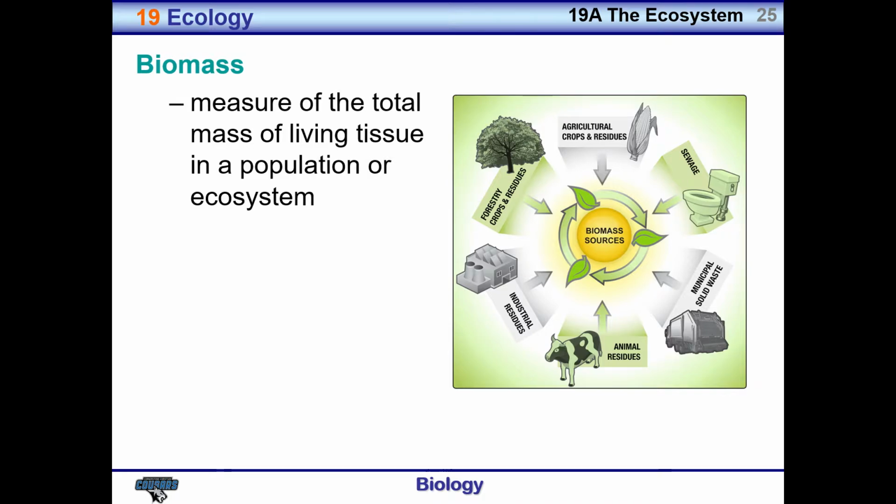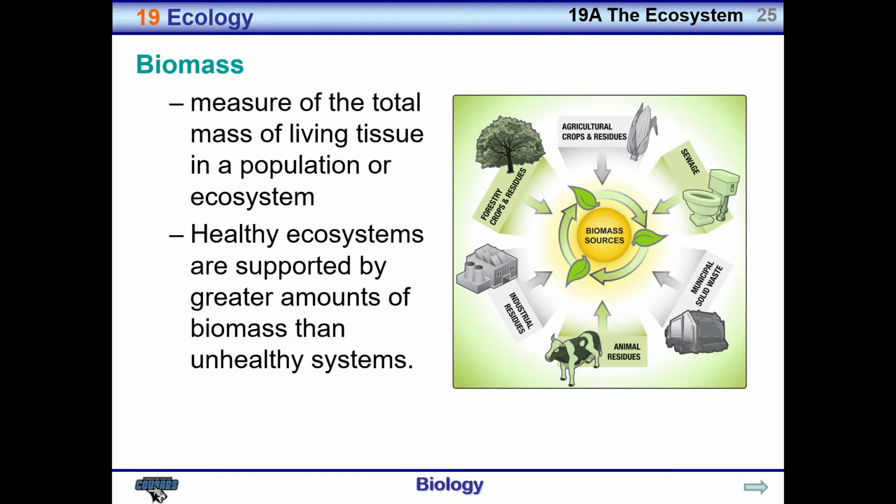Now, biomass is the measure of the total mass of living tissue in a population or an ecosystem. And healthy ecosystems are supported by greater amounts of biomass than unhealthy systems. So forests or rainforests particularly would have a lot more biomass. Now, some of that biomass can be in different forms.